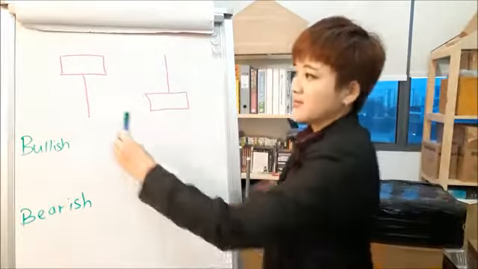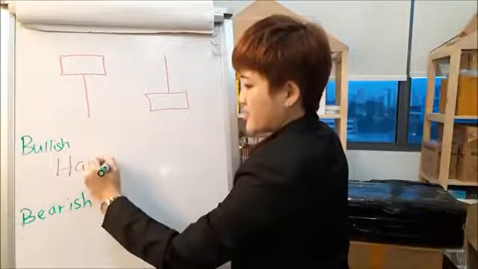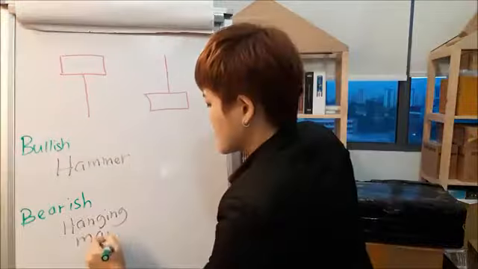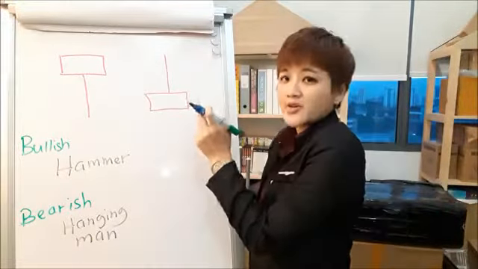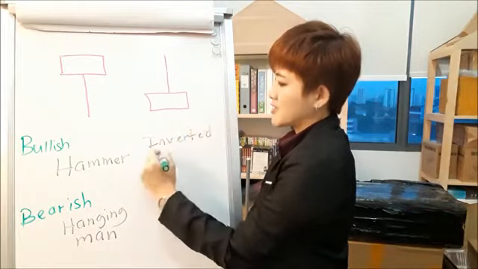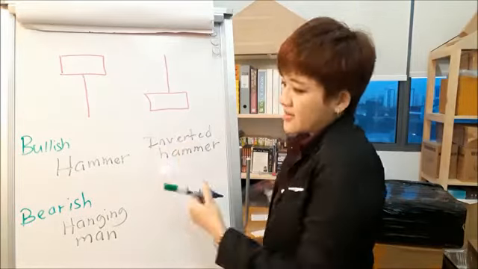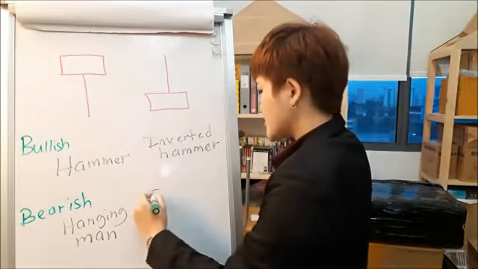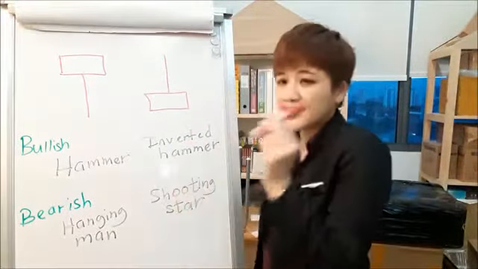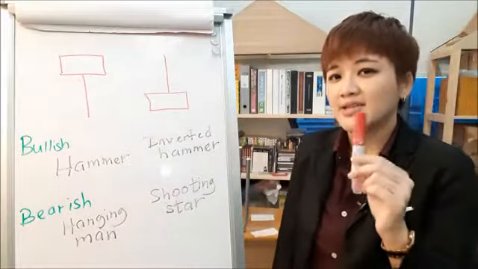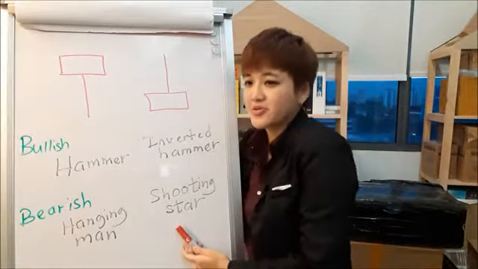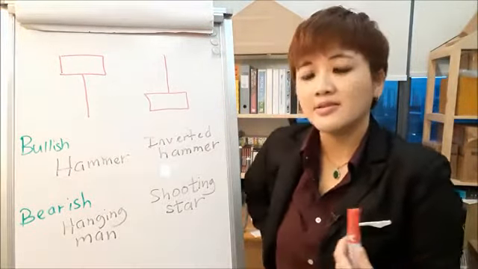So the bullish pattern for this is called the hammer pattern. Then for this pattern, the bearish signal is called the hanging man. For this pattern, the bullish signal is called the inverted hammer, upside down. Then for the bearish candlestick, it is called the shooting star. So what's common about these two is that it is effective if you see it at the end of a downtrend. When you see these two patterns, it is effective if you see it at the end of an uptrend.